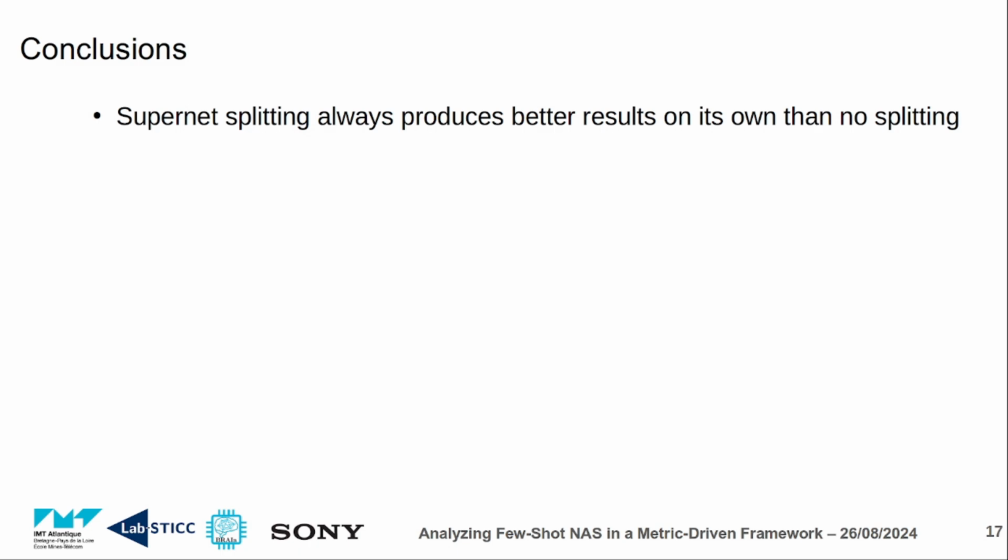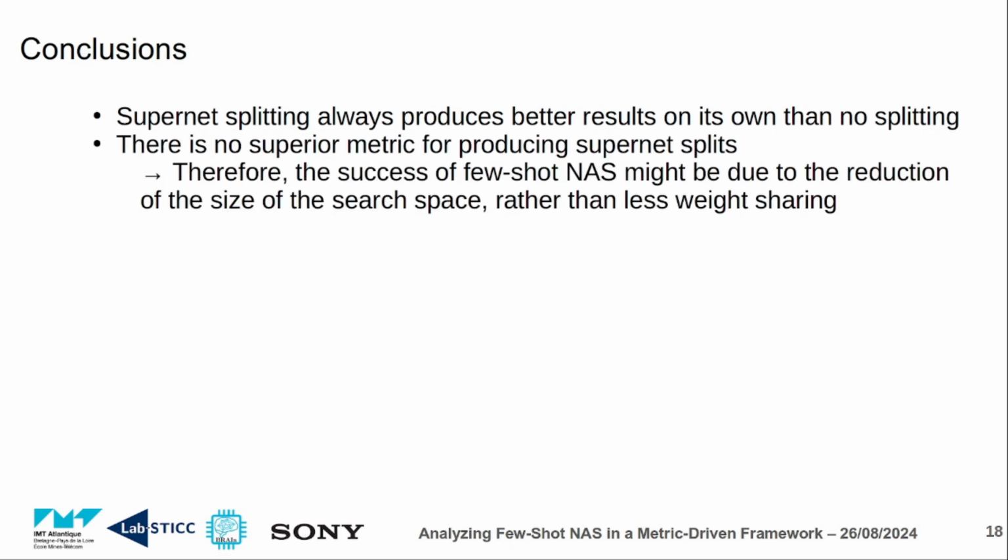In summary of our work, our experiments give insight into various key elements of few-shot neural architecture search. First, splitting the search space into several pieces always produced better results than one-shot NAS in our experiments. Secondly, we were not able to find a metric that is superior to any other to predict these splits. So it is likely that by itself, the reduction in size of the search space is responsible for most of the good results of few-shot neural architecture search.